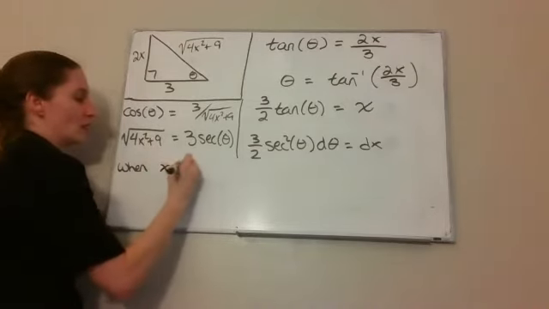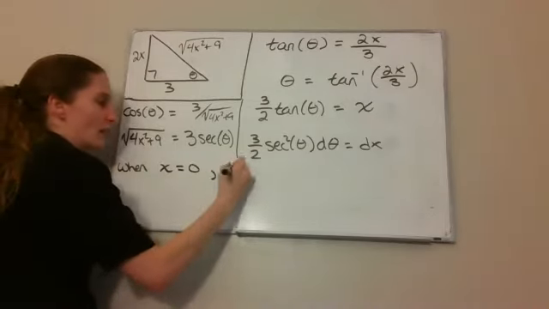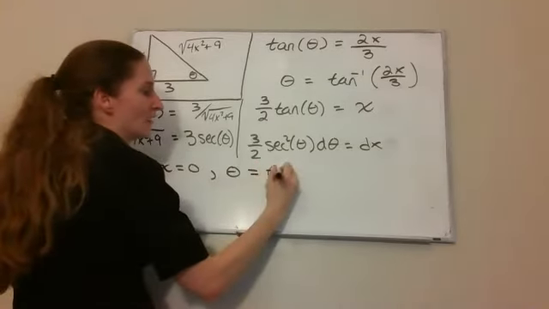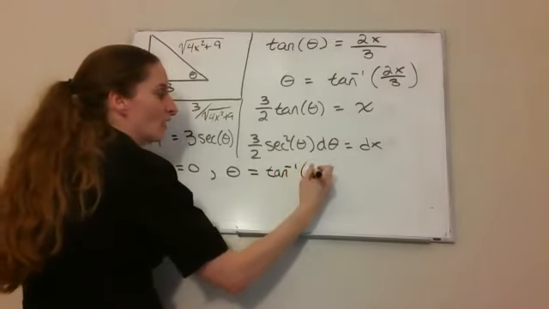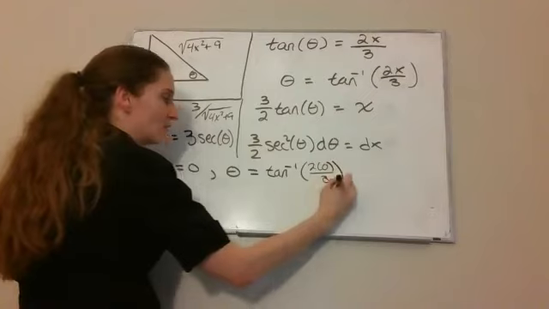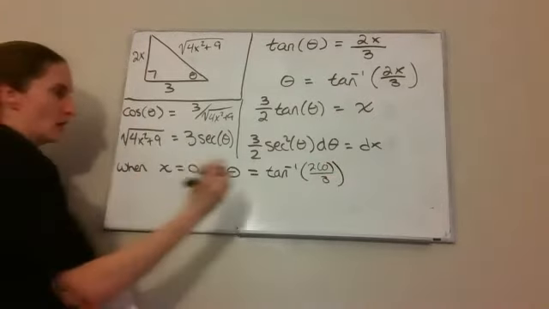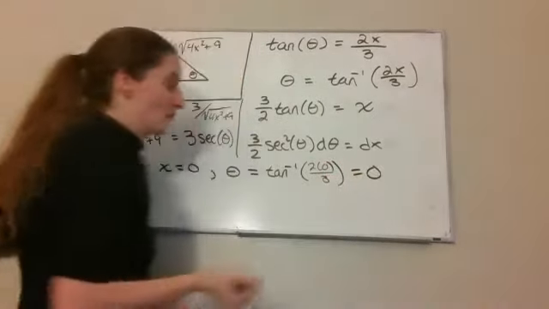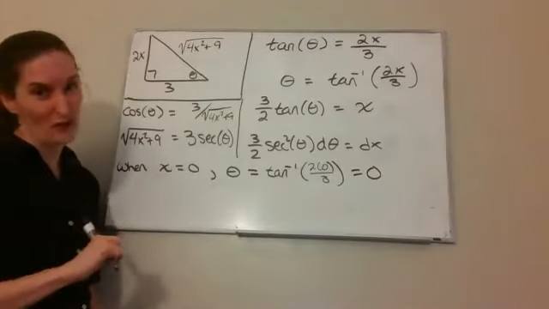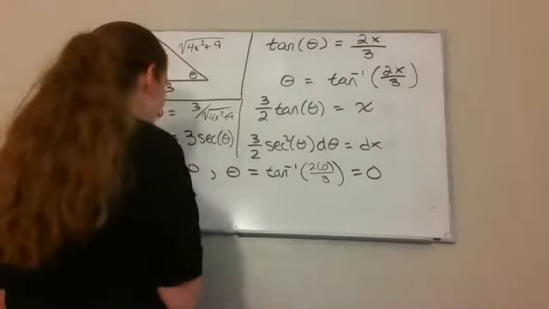When x is equal to 0, what is theta going to be equal to? Theta would be the tangent inverse of 2 times 0 over 3, which is tangent inverse of 0. That is 0. I hope you know your unit circle really well, so you can also do the inverse trig functions when changing your bounds.